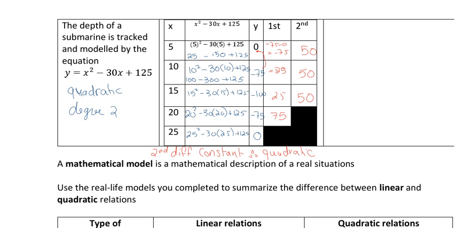Who got this right? Good? Somewhat right? Yeah? Good.